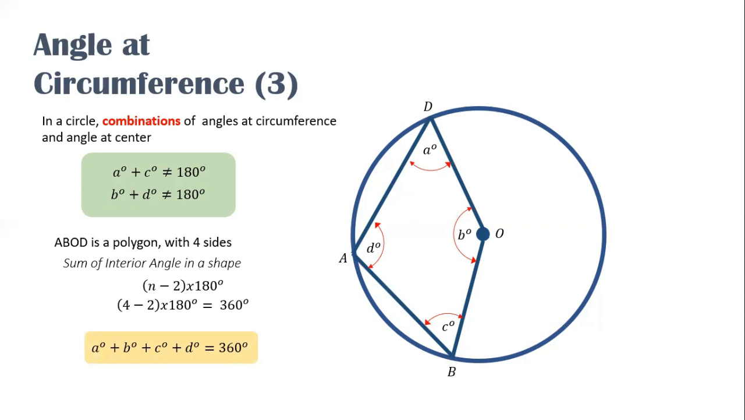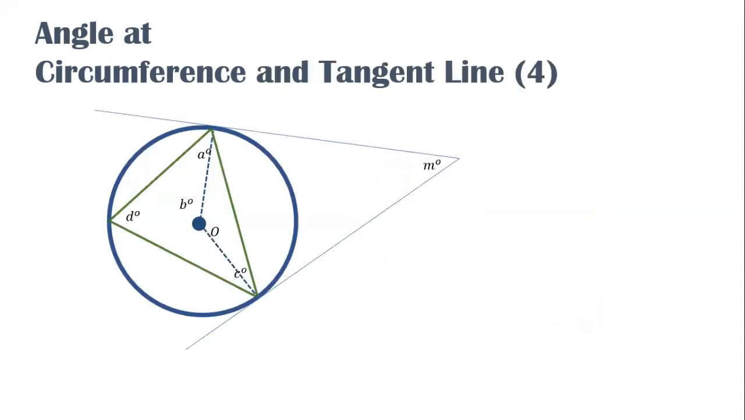This is the combination of angles at circumference and angle at center. But as we know, the angle at circumference is a half of the angle at center, or the angle at center is twice the angle at circumference. Can we apply it here? Of course. Okay, go to the next pointers.